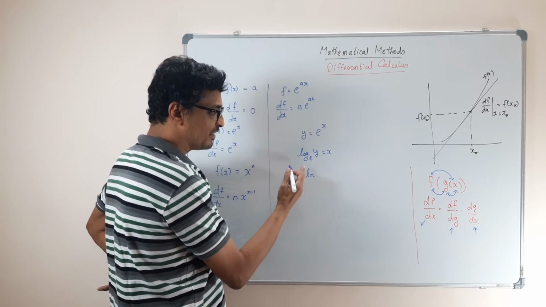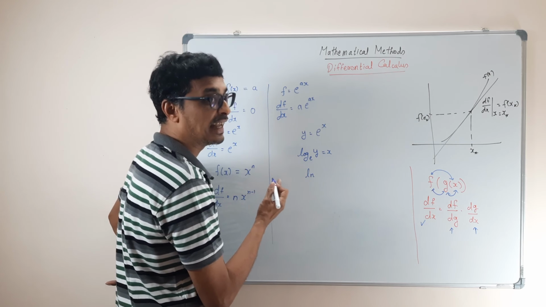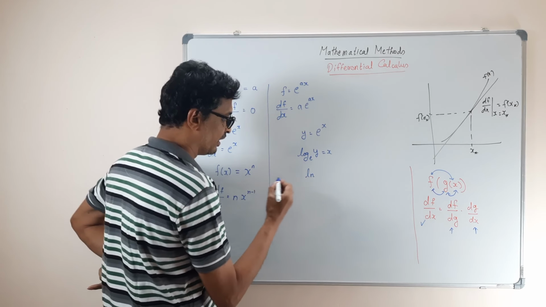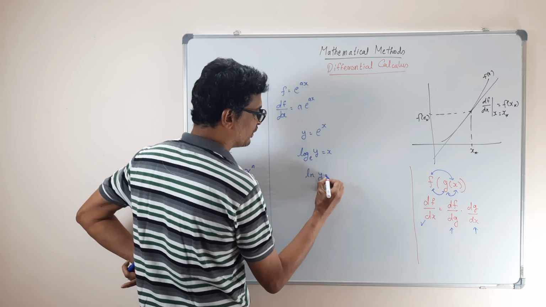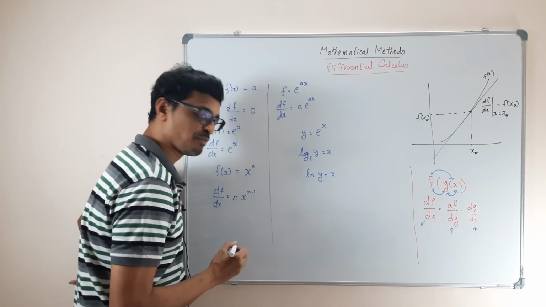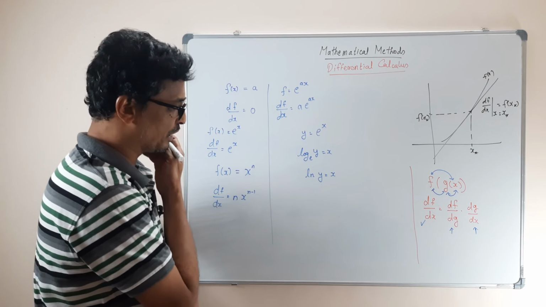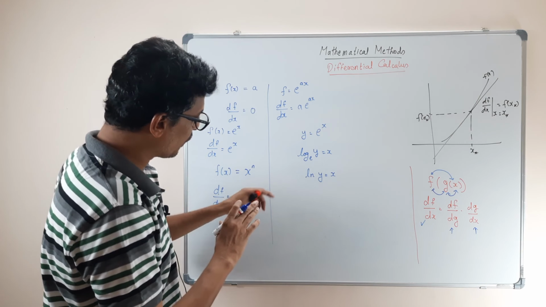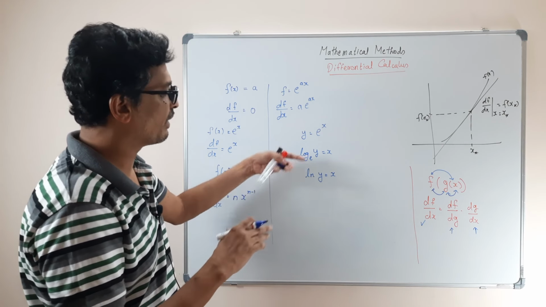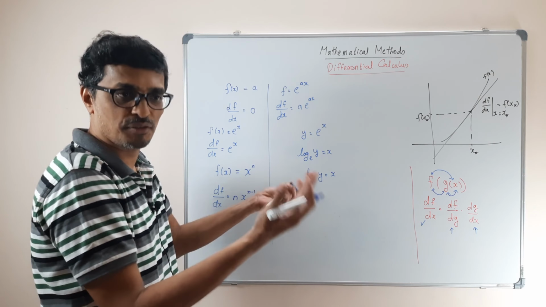When you write ln, it means log of base e. What they call is a natural logarithm that you will learn later on. ln of y equal to x. Okay, so this is one property. So you can have ln of x, ln of y, ln of a, ln of b, ln of z.